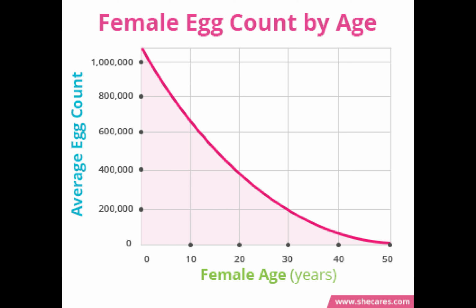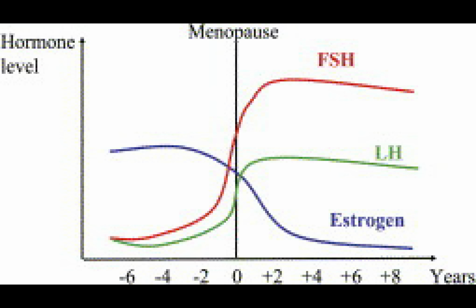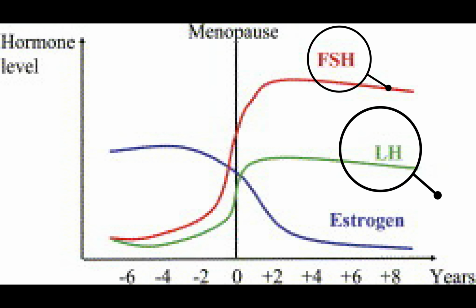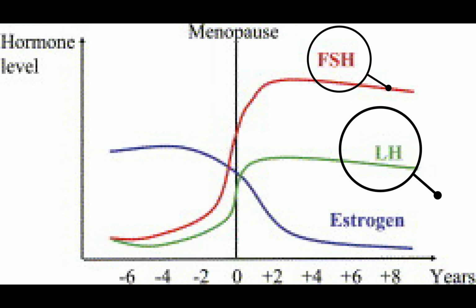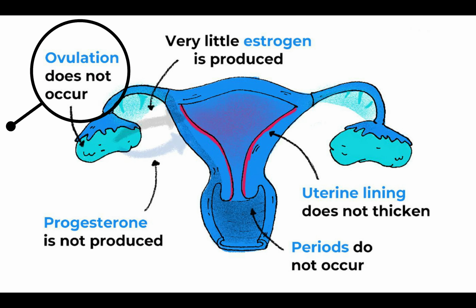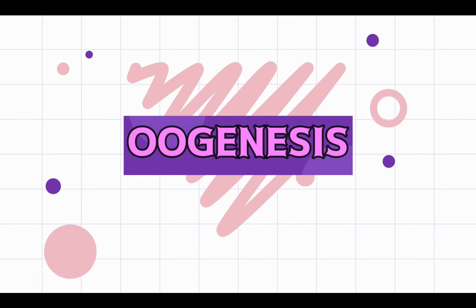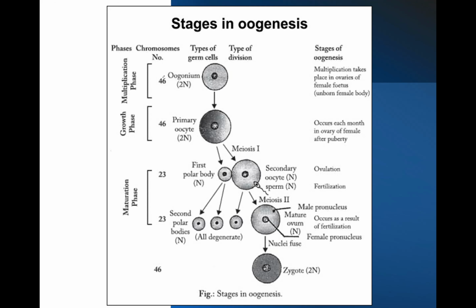Once the female reaches menopause, her LH and her FSH levels, meaning her luteinizing hormone and her follicle stimulating hormone, will remain high. But her estrogen and progesterone levels will remain low. She can no longer ovulate and she can no longer conceive a child. Let's move on to the process of oogenesis. Right. Now, as we describe the stages in oogenesis, we are going to highlight what happens before birth and then what happens at puberty. Let's begin.